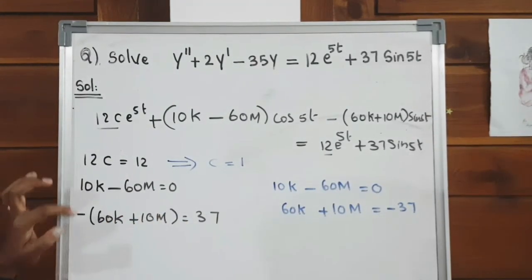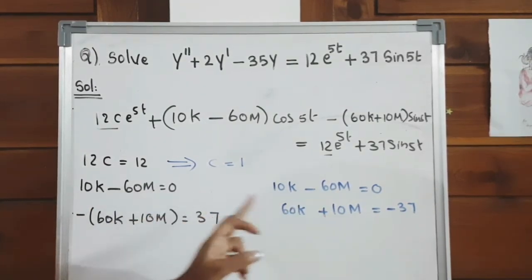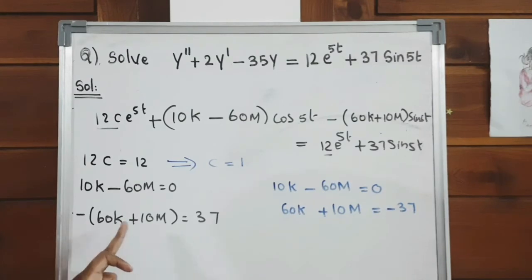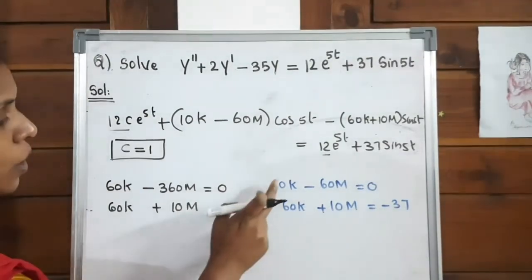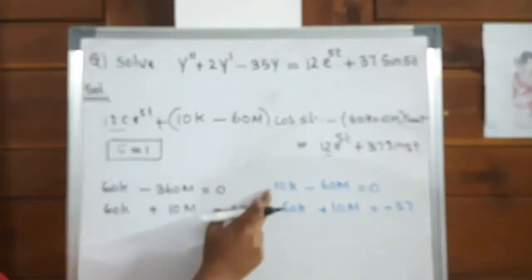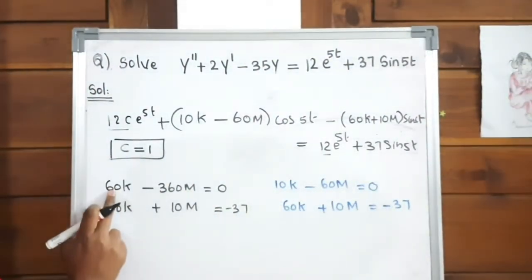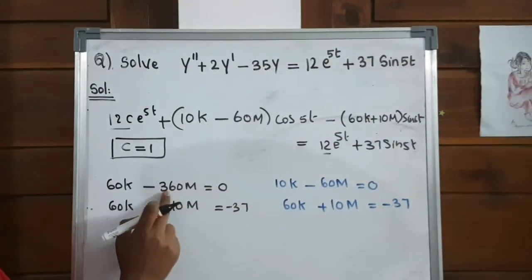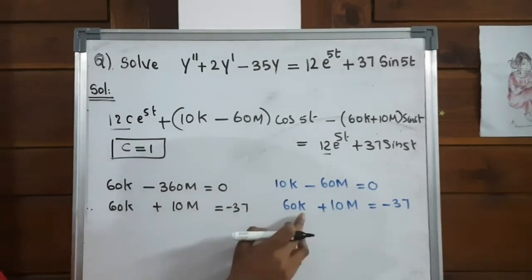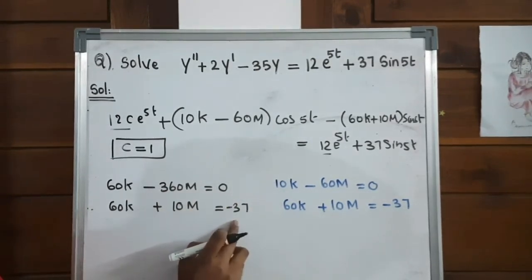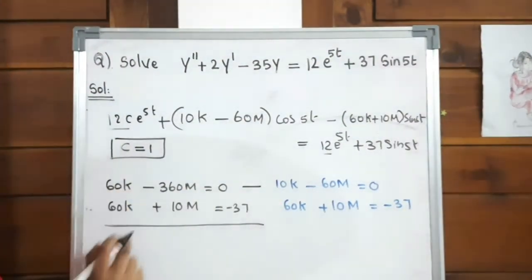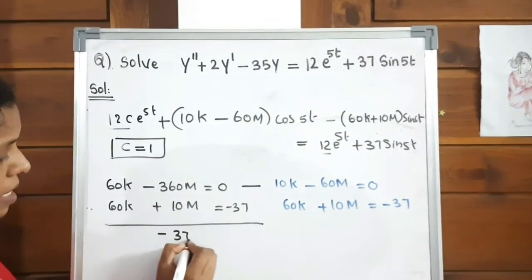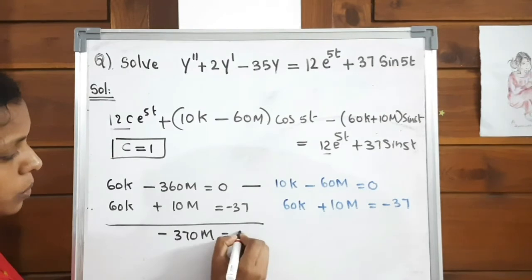Next we solve these two equations, we get k and m. First we write 10k minus 60m equal to 0. Next we write 60k plus 10m is equal to negative 37. Next we equate the coefficient of k. That is, we multiply 6 throughout this equation. We get 60k minus 60 into 6, that is 360m, is equal to 0. Then we write 60k plus 10m is equal to minus 37. Subtract this equation. We get here 0. Here we get minus 370m. That is equal to 37.